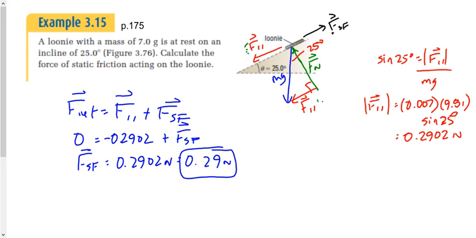You don't need to go through this. If you look at this and say, oh, look, I know that FSF is the same as F parallel, then I can just say FSF is 0.29 newtons, right? But if you don't catch that, then you can still go through the same processes we've run through, just making sure that you recognize that acceleration is 0. All right?